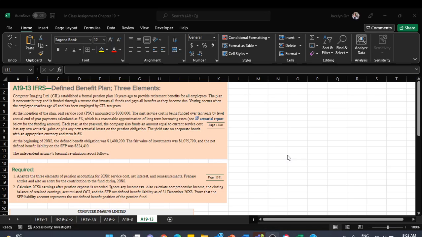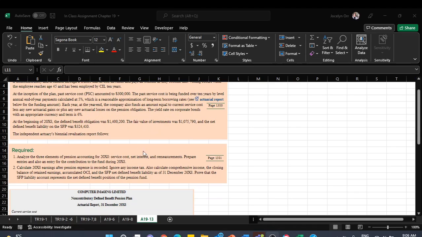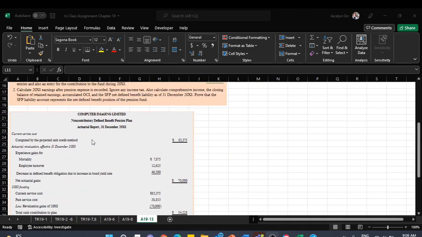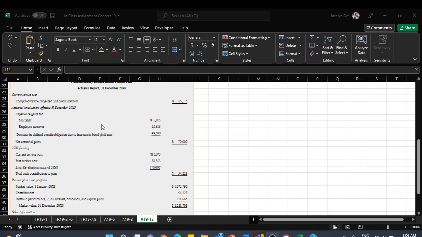Yield rate is 6%. At the beginning of 20X8, the defined benefit obligation was $1,400,200, and we will need that number later. The fair value of investments was $1,075,790, and the net defined benefit liability on the statement of financial position was $324,410. The independent actuary's biennial revaluation report is provided here.